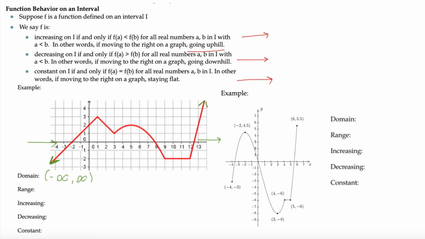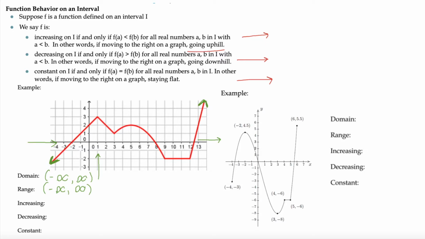So my range, if I'm starting from down here, because I'm going down into the left forever and ever, my range is also from negative infinity. And because my arrow is going up into the right forever and ever, my range is going to go to positive infinity. So let's talk about increasing and decreasing.